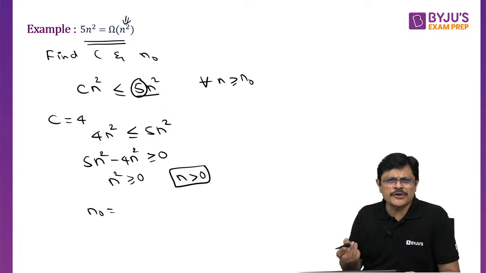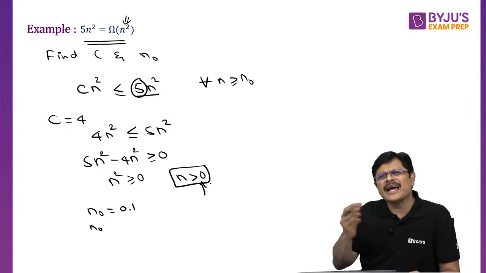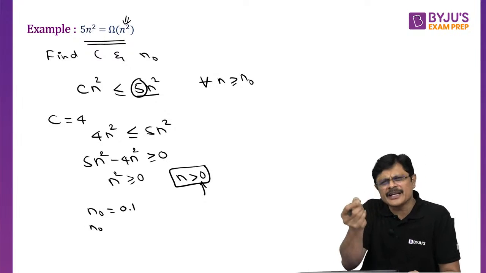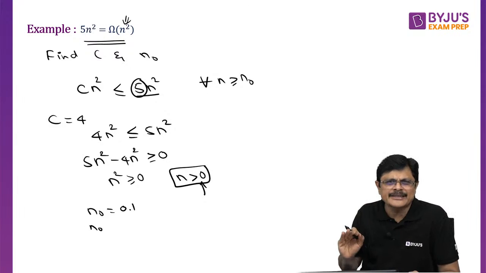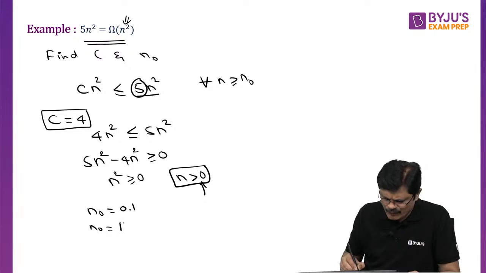You can take any positive real constant, sir. You can take 0.1 also, it works. Anything greater than 0. So your n naught can be anything greater than 0, because 0 we cannot take, as we want a positive real constant. Am I clear? So for this given c, what is the value of n naught, sir? You can take 0.1 or you can take 1 also.